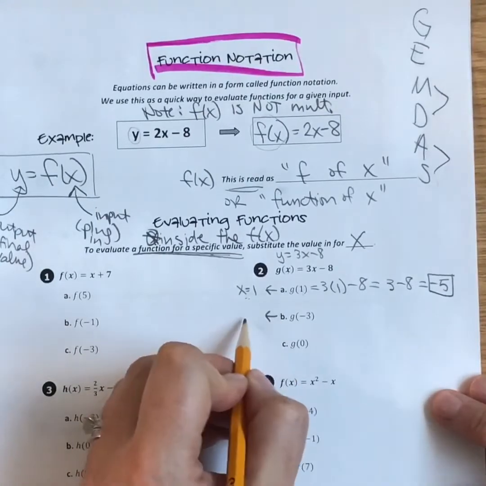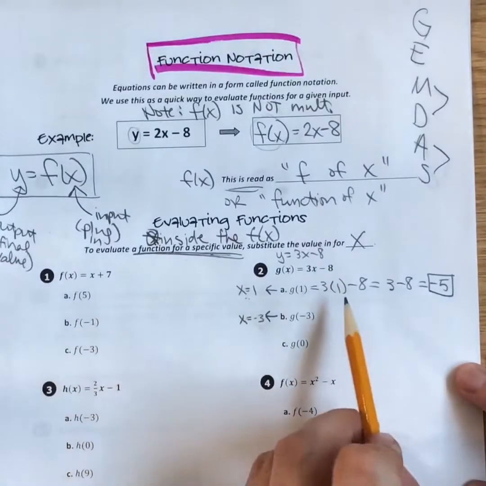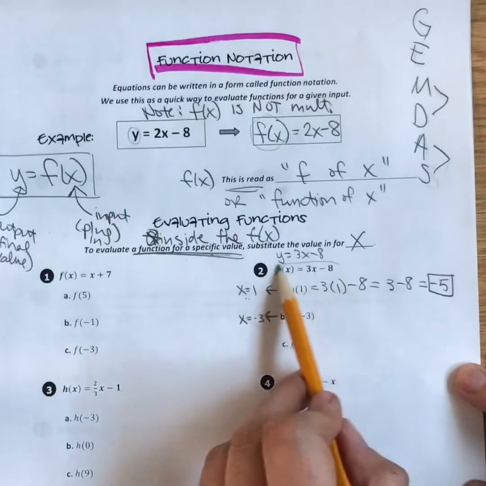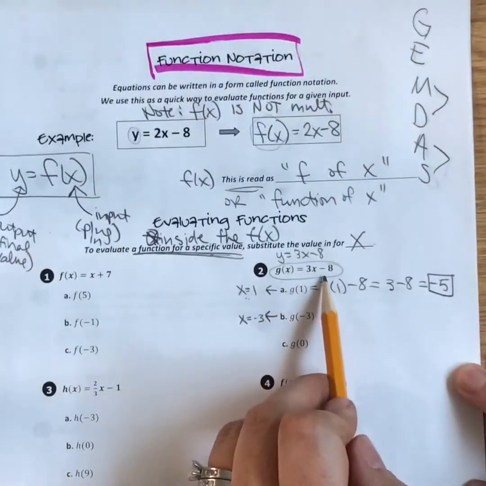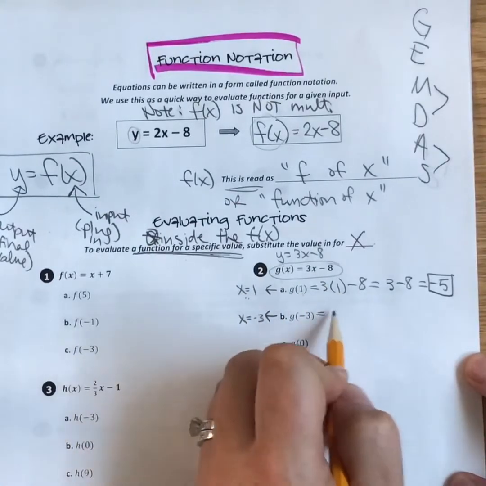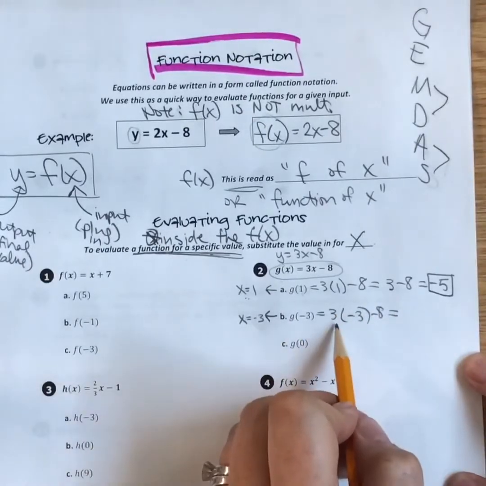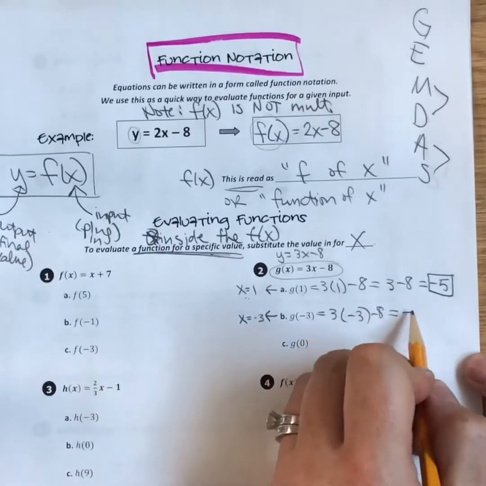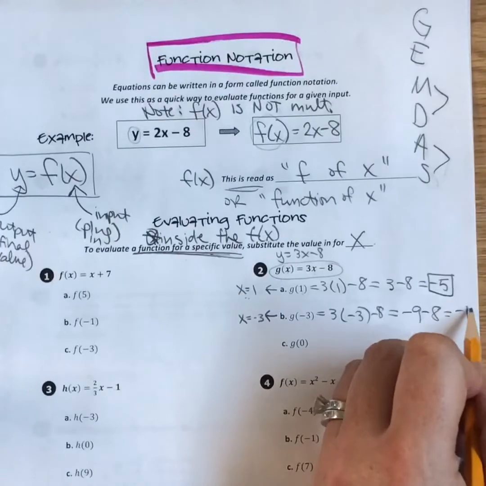So like in B, this time we know x is negative 3. So instead of plugging in 1 like part A, we're still going to use the same equation, or basically it's like a formula almost. And this time we're plugging in negative 3 for x. So we have 3 times negative 3 minus 8. Again, order of operations, we do the multiplication first. So 3 times negative 3 is negative 9 minus 8, and we know that that is negative 17.